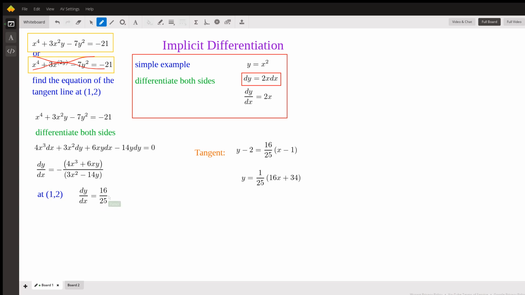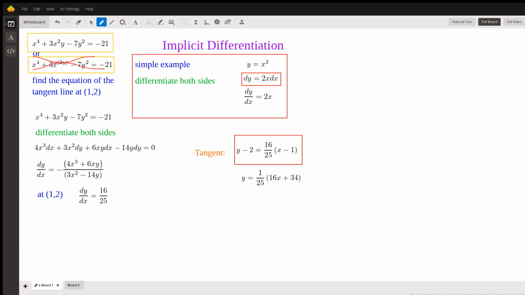That's our gradient. Then we just need the equation of the line, so we'll use this: y minus the y value, which is 2, equals the gradient times x minus the x coordinate there, and then you put it into standard form. There's our equation.